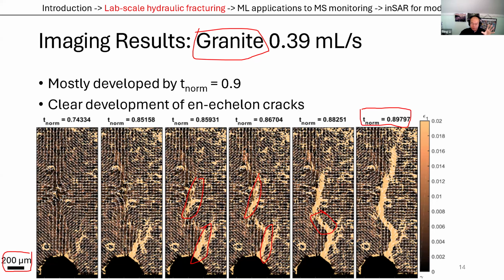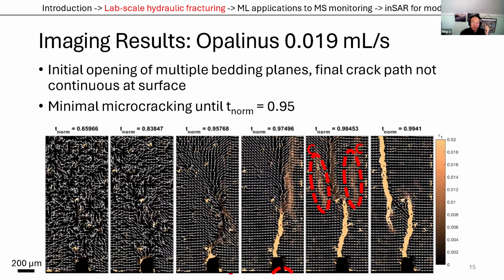So yeah, once again, the granite shows a very clear idea that we're getting en echelon cracks in the hydraulic fracturing, just the same as we saw in the beam bending experiment. Now I'm showing the same sort of plot, but in the opalinaceous clay shale. Something very interesting to see here is that, first of all, we don't really get these en echelon cracks. These are now primarily bedding plane driven. You recall that I said that the bedding planes are close to vertically oriented in these experiments.